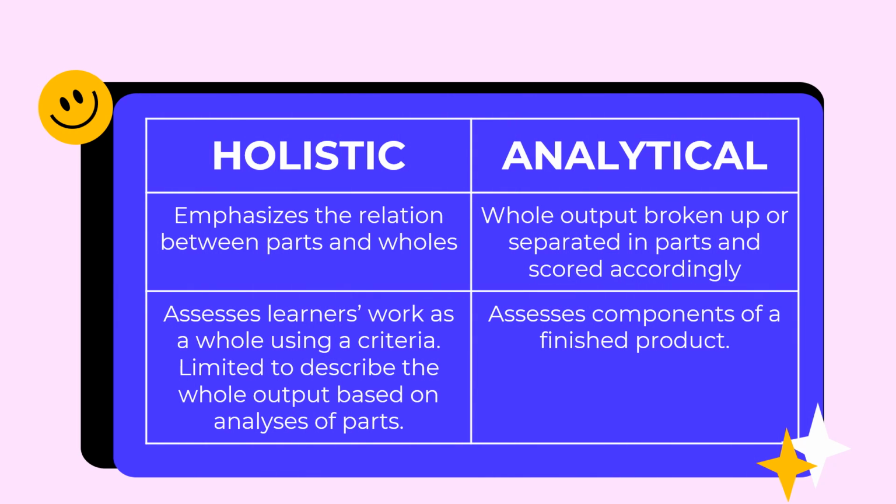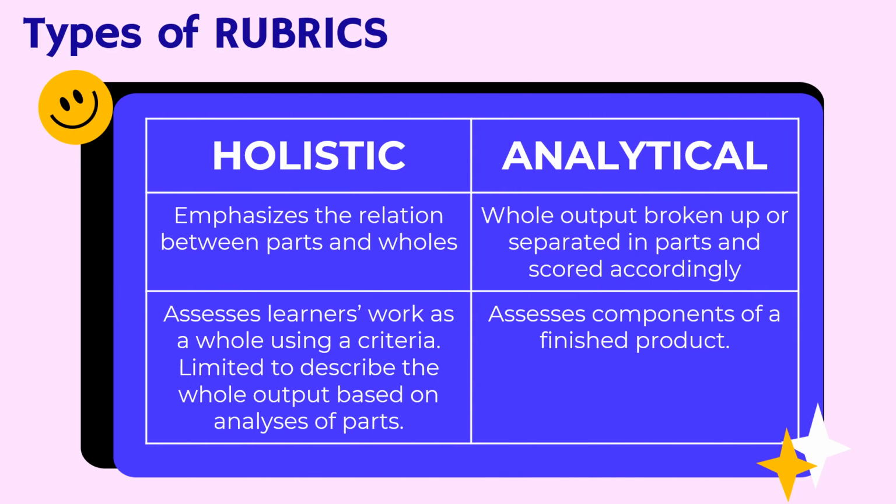The two predominant types of rubrics are compared below: holistic and analytical. In holistic, it emphasizes the relation between parts and wholes, while in analytical, the whole output is broken up or separated into parts and scored accordingly. Holistic assesses learners' work as a whole using criteria. It's limited to describe the whole output based on analysis of parts. In analytical, it assesses components of a finished product.